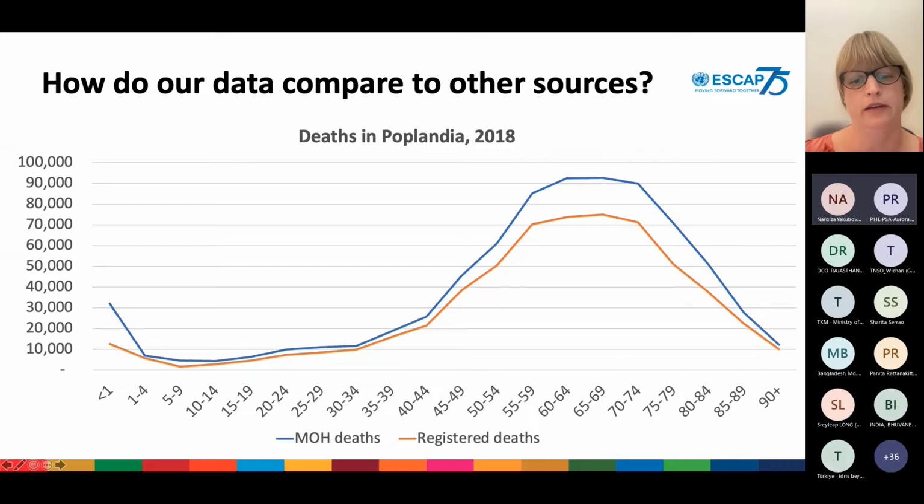Again, this is looking at the 2 different sources. So you have your registered deaths, and then you have your Ministry of Health deaths. We see a very similar pattern. Again, we can kind of see where the gaps are. We can see that we're missing these under ones, and we're missing a chunk of late middle-aged people. But the shape is very similar, so we don't see anything too aberrant between the two sources.